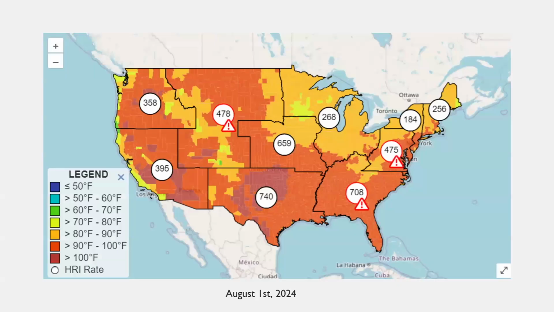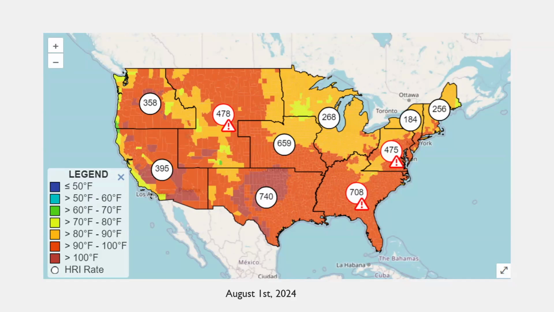But the CDC actually tracks the temperature across the country. The areas highlighted in red and deep red show the temperature in each county across the country. And you can see that on this day, August 1st, 2024, most of the country was actually having temperatures greater than 90 degrees.